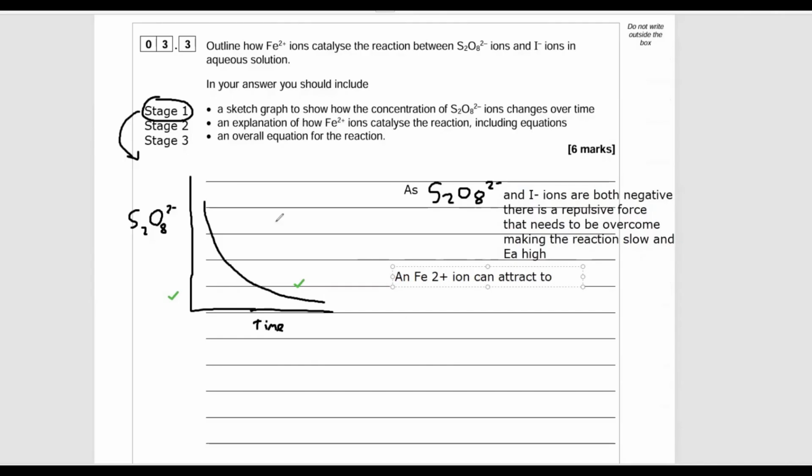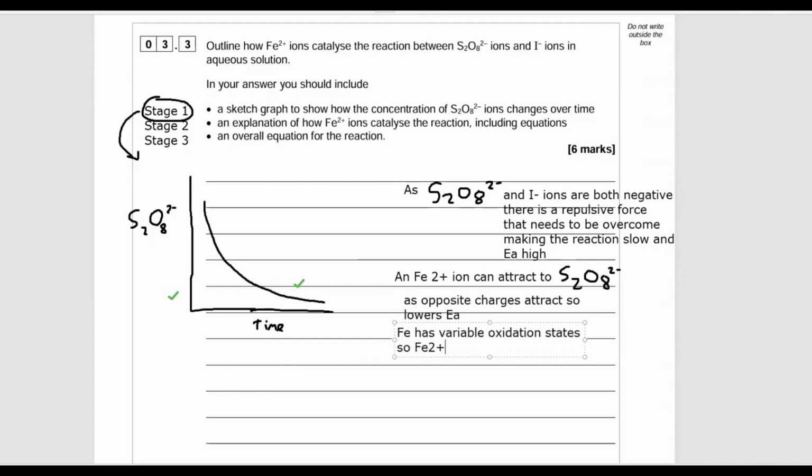Now what the Fe2+ ion can do, because it's positive and S2O8 2- is negative, it can attract to the S2O8 2-, and so lowers the activation energy. It doesn't have to overcome that repulsion. So there's a lower activation energy between Fe2+ and S2O8 2- than there is between S2O8 2- and I-. Now, because iron, Fe, has variable oxidation states, it can be 2+ or it can get oxidized by losing an electron to 3+. This enables the Fe2+ to give an electron to S2O8 2-.